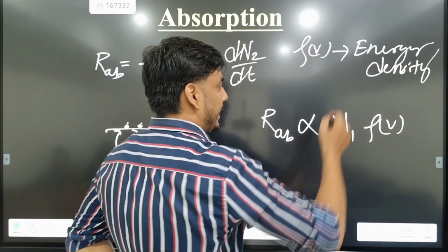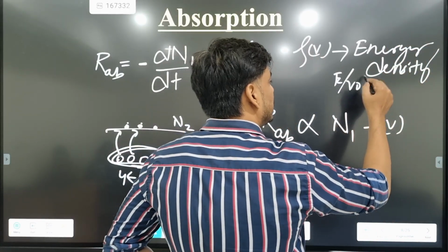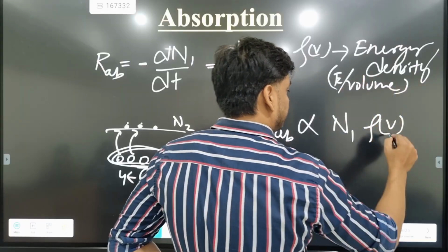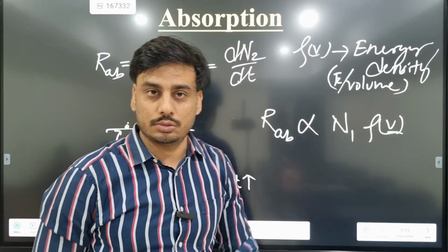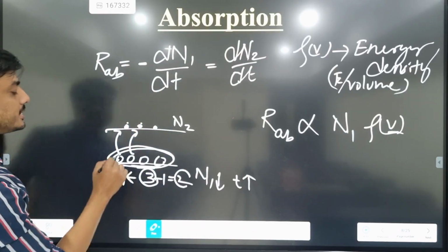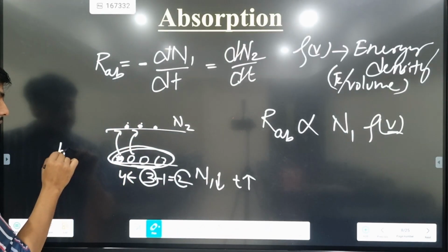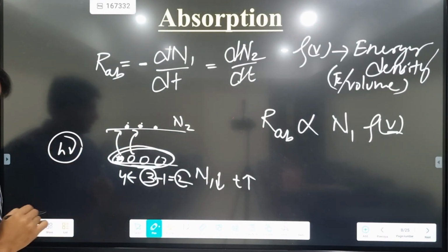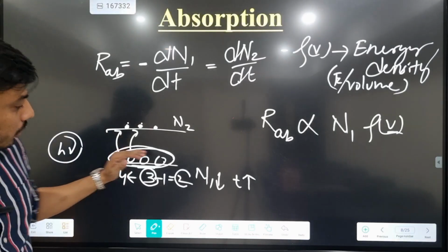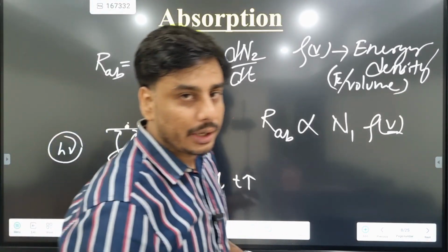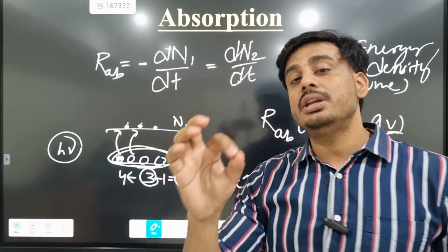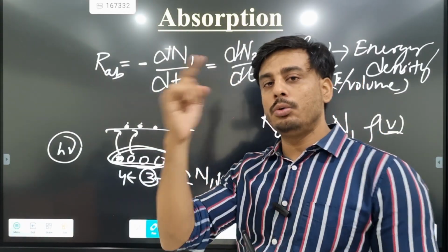Energy density means energy by volume. For that reason V is written here. Then how it depends upon energy also. Let each particle or each electron require h nu amount of energy. So when there are 4 electrons present in the lower energy state, we are giving, let's say, h nu amount of energy. So each h nu is responsible to move 1 electron from the lower to higher.